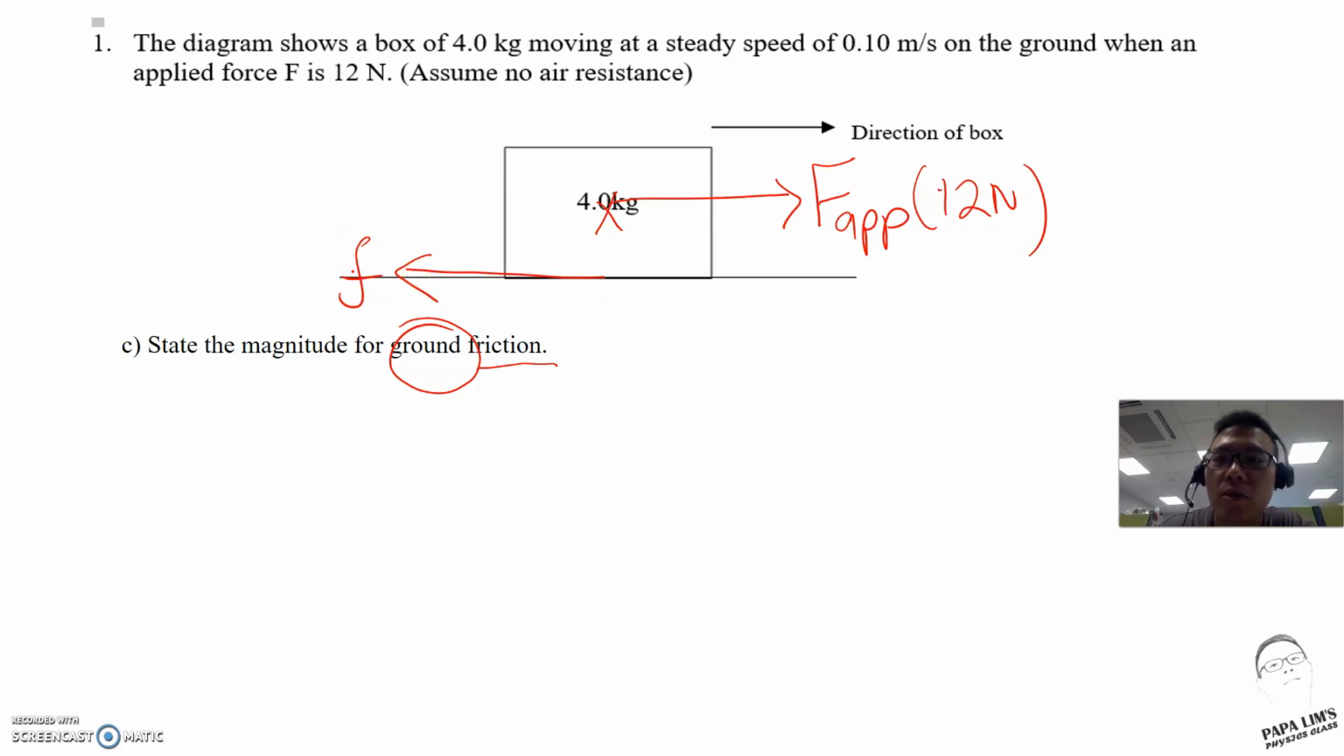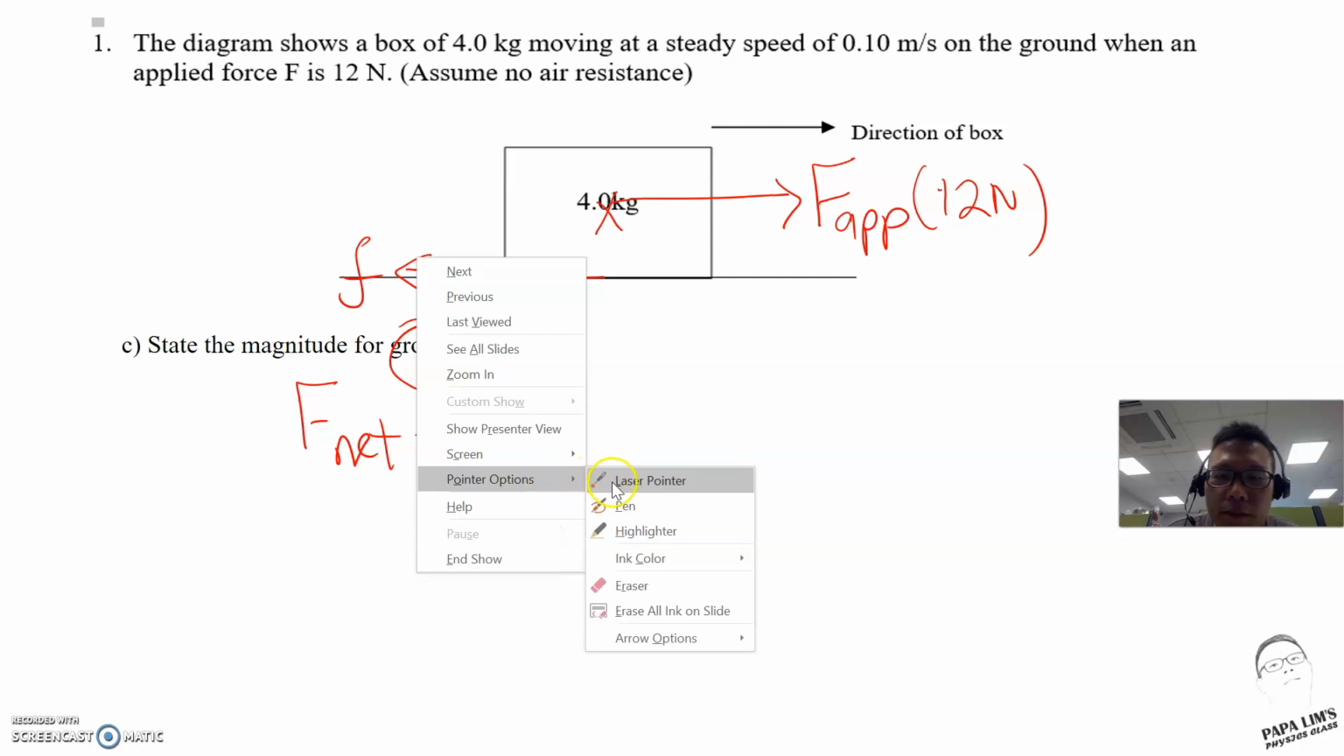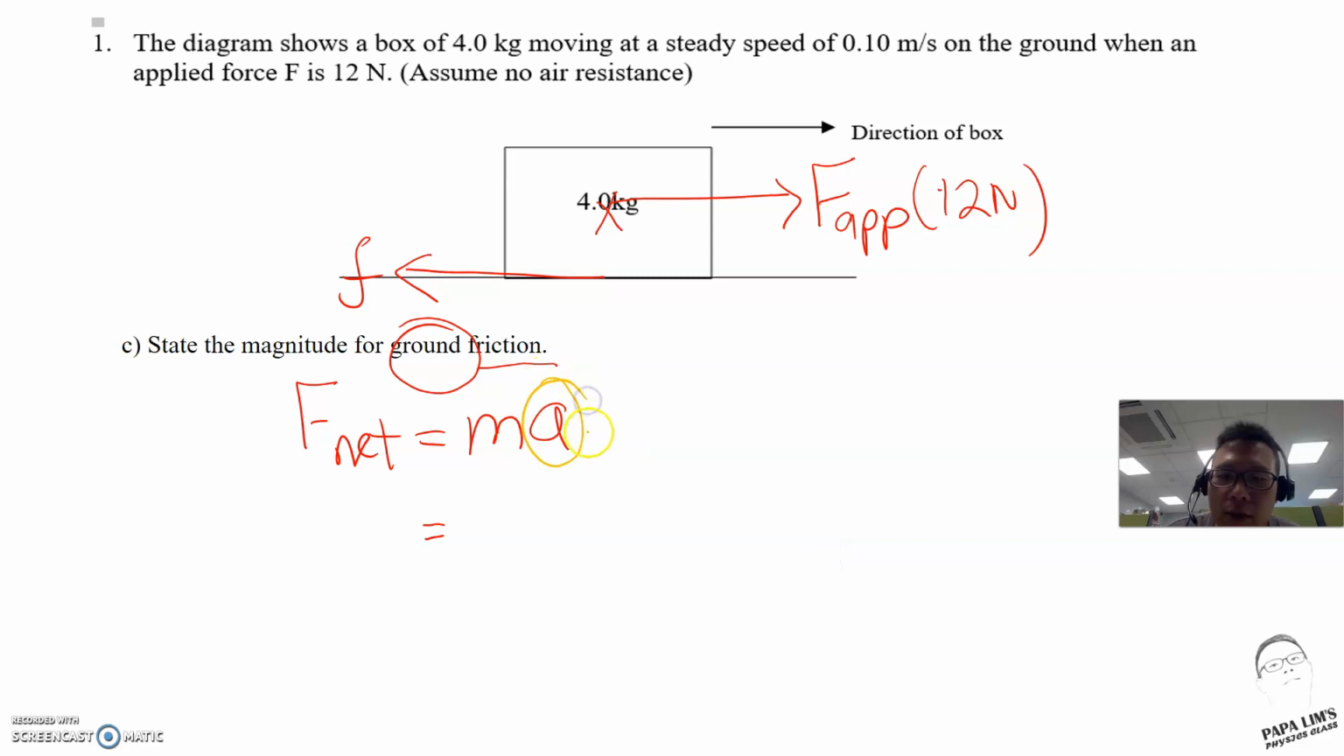Now you apply Newton's second law on the object. F net is equal to ma. Based on question 1b, you know that a is actually 0, because it's steady speed. So the right side of the equation will be mass, 4 kg, multiplied by 0. So the right hand side of the equation will become 0 automatically.